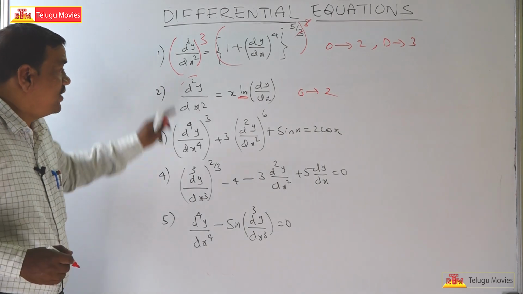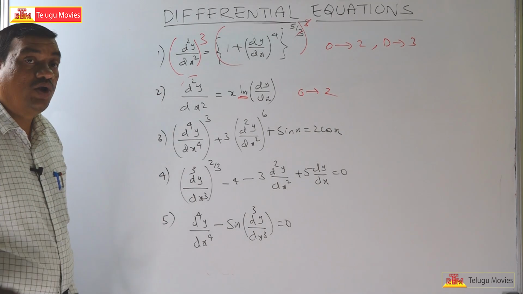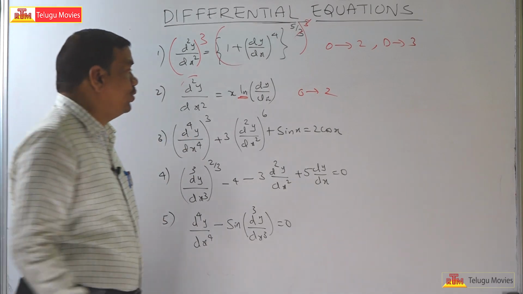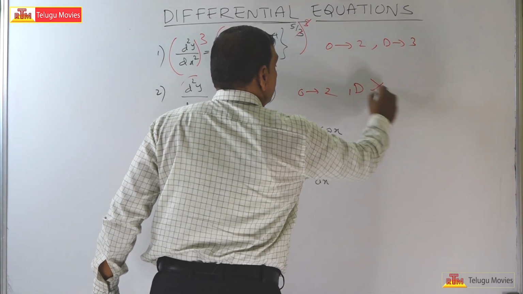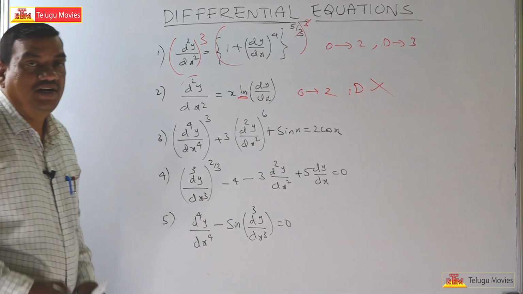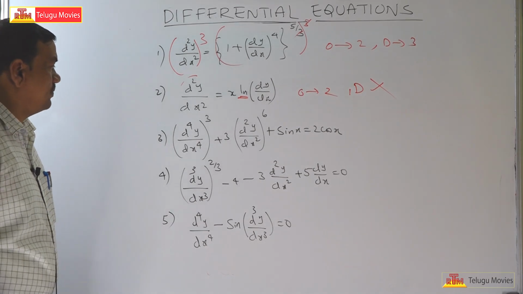That's why we cannot write it in polynomial form. Even though the order is 2, degree is not defined. Understand? Nice. Coming to the third problem.